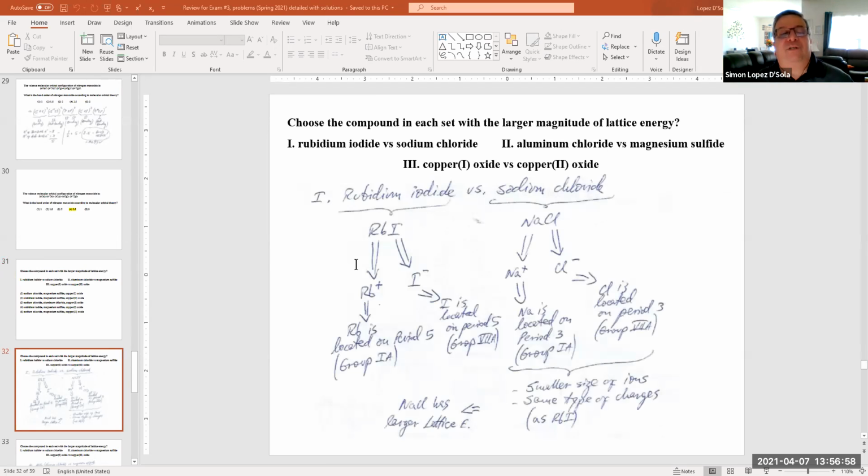So let's consider the first case, rubidium iodide and sodium chloride. In the case of rubidium iodide, you have the rubidium cation, Rb plus, and the anion from iodine. Remember, rubidium is located on period 5, and it belongs to the alkali metals, group 1A, the first group on the periodic table, on the left. And the iodide is coming from iodine, which is located on period 5, and it belongs to group 7A on the right. In the case of sodium chloride, you have the sodium cation coming from sodium, located on period 3, group 1A. And the chloride is coming from chlorine, which is located on period 3, group 7A.